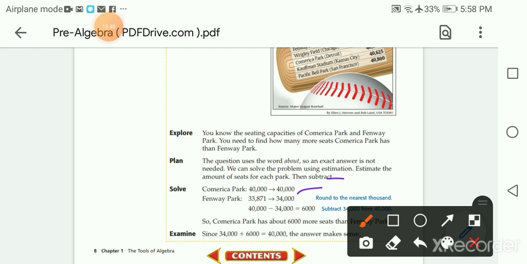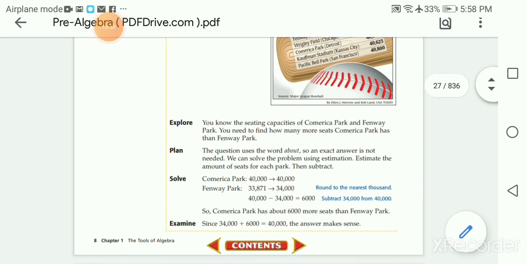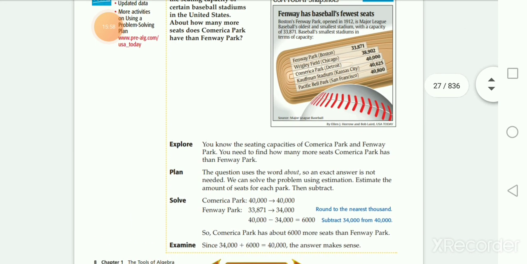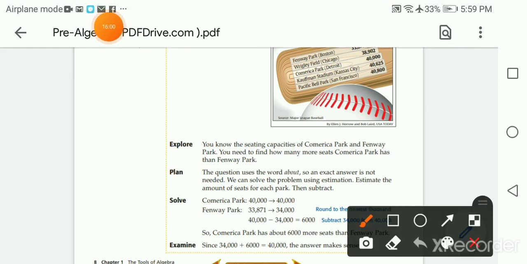Comerica Park, 40,000. Estimation here means to round. So I'm going to round Comerica Park. It's 40,000. I don't know how to pronounce the name, but it's okay, it's a name. So Comerica Park is 40,000, already rounded to the nearest thousand, so no need to round this.